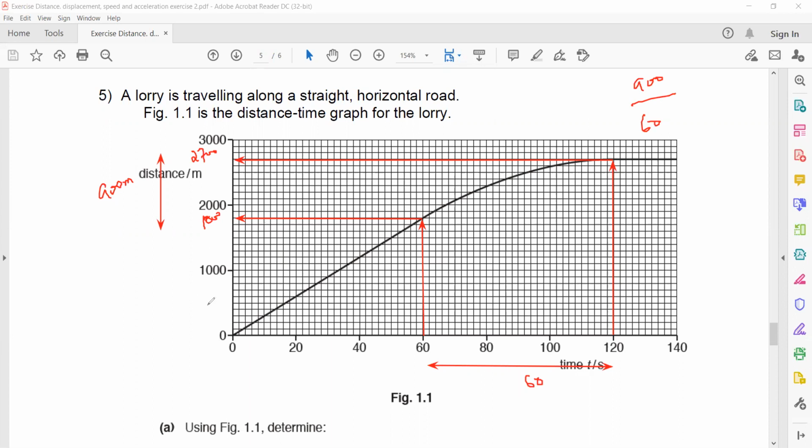Why is it 1800? As you can see, from 0 to 1000 there are 10 boxes, so each box is 100. So this is 1000, 1100, 1200, 1300, 1400, 1500, 1600, 1700 and 1800. So each box is 100, that's why this is 1800. So the final answer will be 900 divided by 60, that is equal to 15 meter per second.